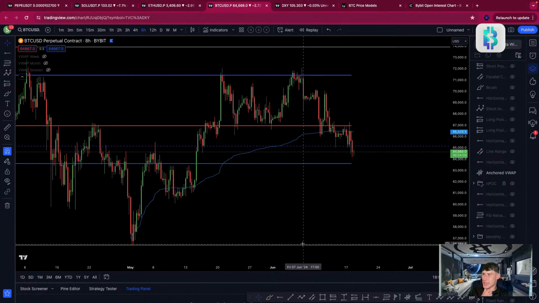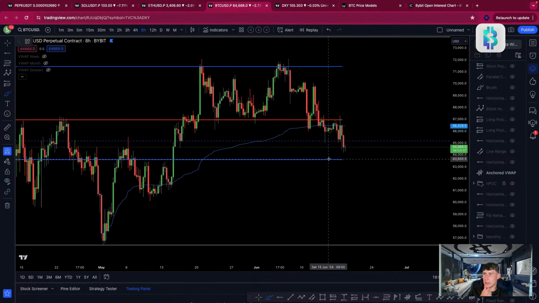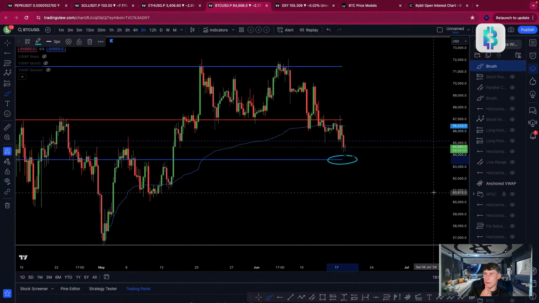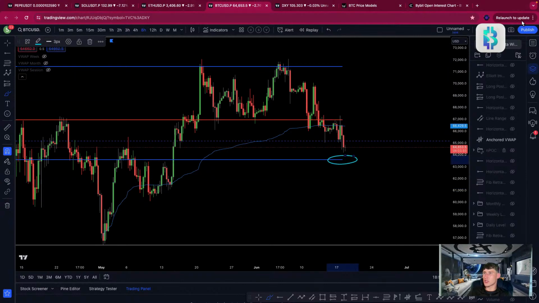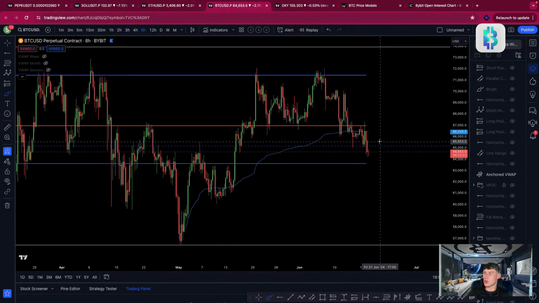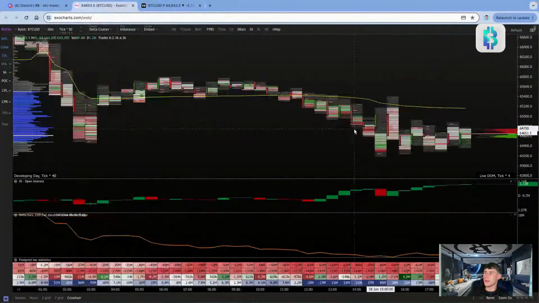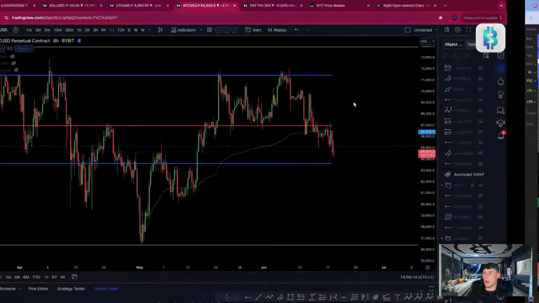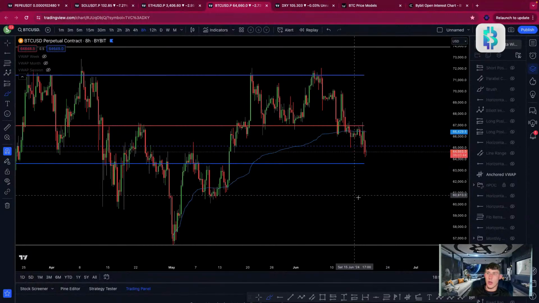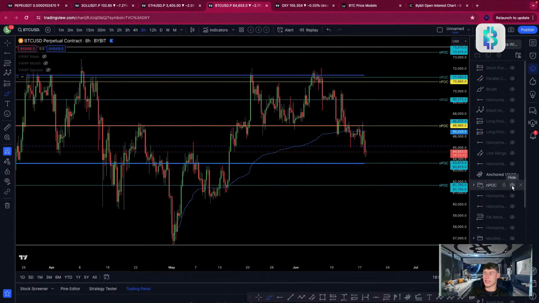I guess the next major level for Bitcoin is that value area low, where we do have some confluence with the naked point of control. I'll have to see what the order flow is looking like when we come down to the level. Right now, I can't determine whether I'm interested in trading it. I would have to see.